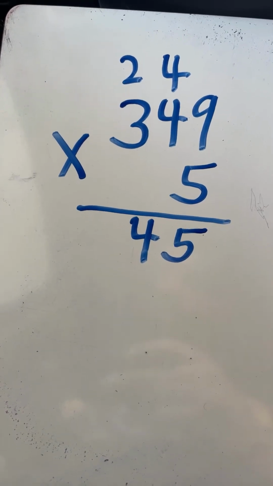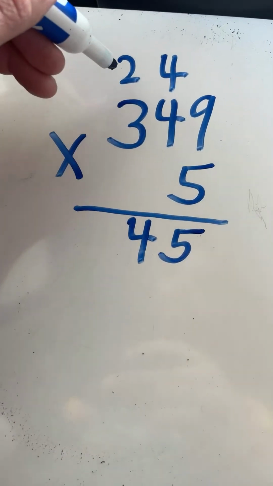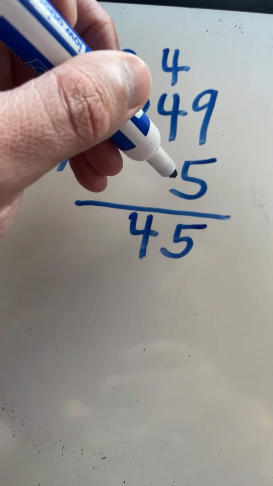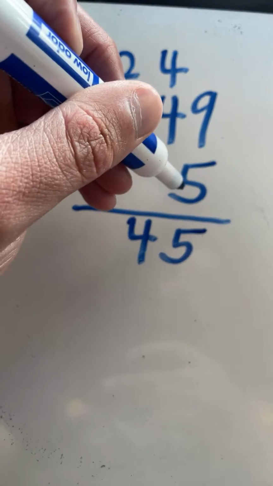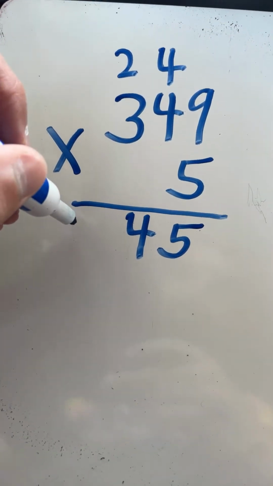3 times 5 equals 15. Misspoke. 3 times 5 equals 15, plus 2 equals 17.